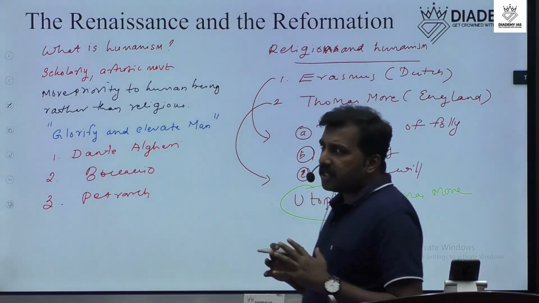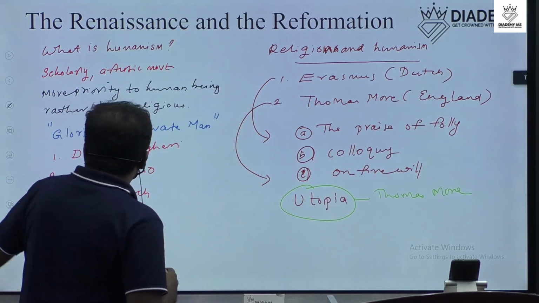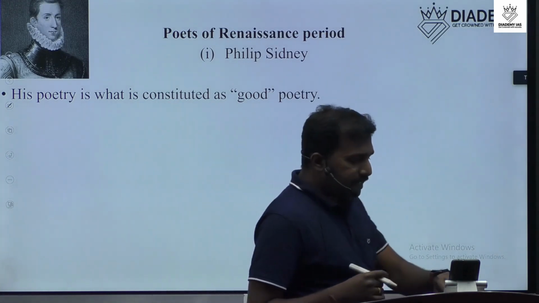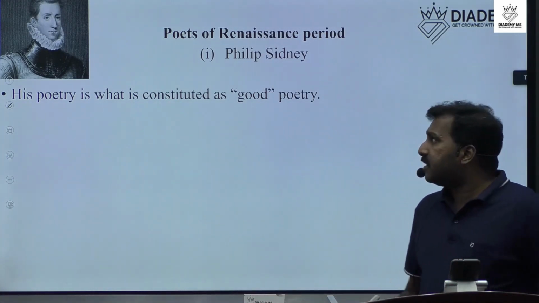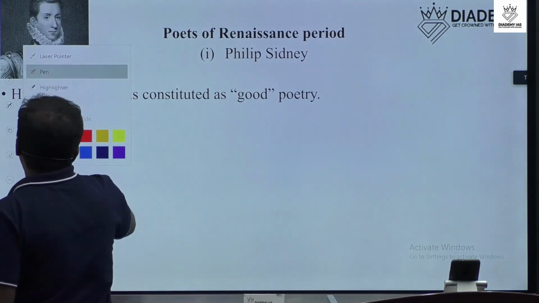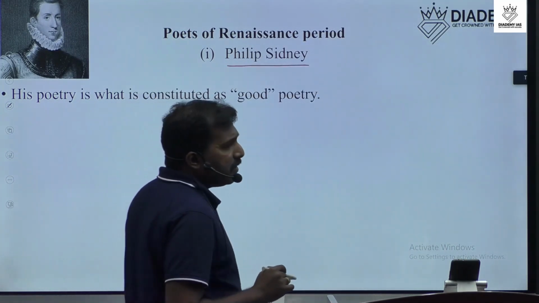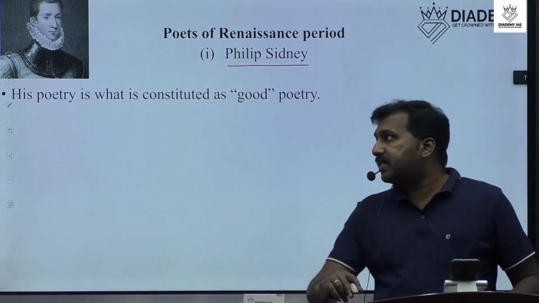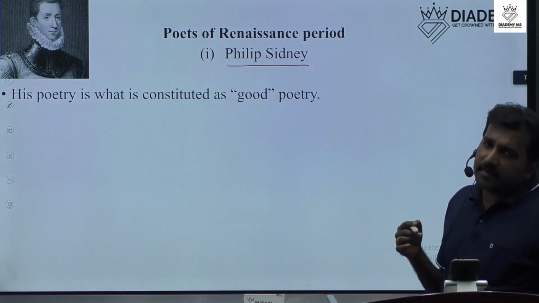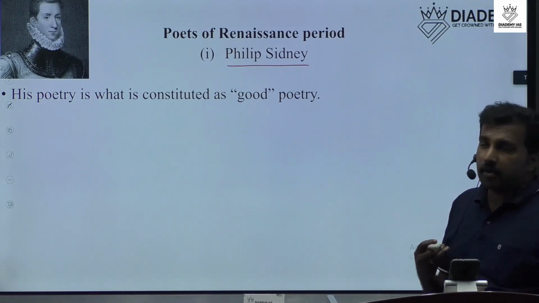So these are the important points relating to Renaissance, Reformation and humanism. Next we can discuss the important poets in the Renaissance period. The important writers here: we can see Philip Sidney. Philip Sidney was an important writer during the Renaissance period. So all these you have to add in your answer, and it will be useful for getting more score.